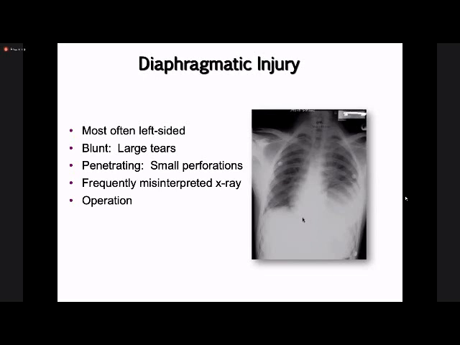Penetrating injuries are due to a stab injury or a gunshot injury. If the agent goes through the diaphragm, then that will cause a diaphragmatic injury. But generally, those are tiny injuries. Most of the time, they are missed. They are detected only during surgery, because with penetrating injuries, most of the time the patient will undergo an open thoracotomy or a laparotomy. During that, these perforations due to penetrating trauma are identified. Blunt ones are identified mostly on X-ray. You find the bowels inside the chest cavity.